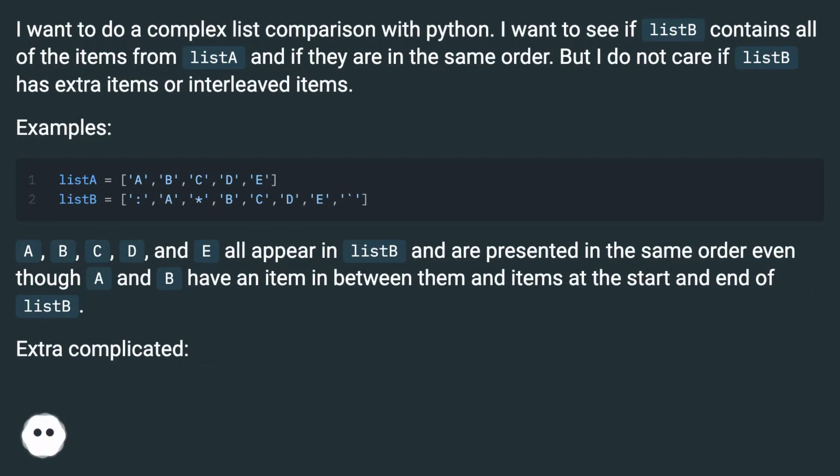Examples: A, B, C, D, and E all appear in Lisp and are presented in the same order even though A and B have an item in between them and items at the start and end of Lisp. Extra complicated.